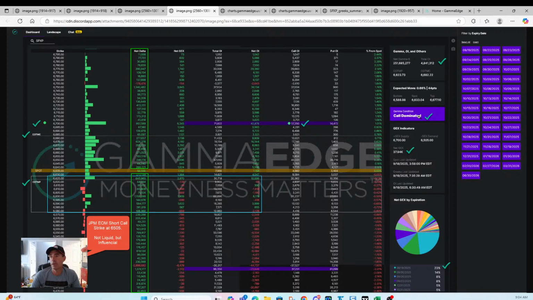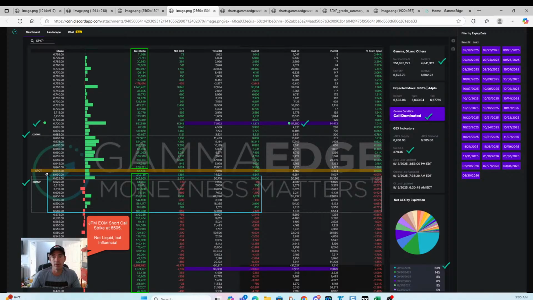Also, call dominated above and below spot price. The net delta column is extremely green, so again, supportive type action. We see 6,700 up here as PGEX and COI. So again, that's the upside target: highest call open interest and local peak of call speculation that we'd look for to the upside.